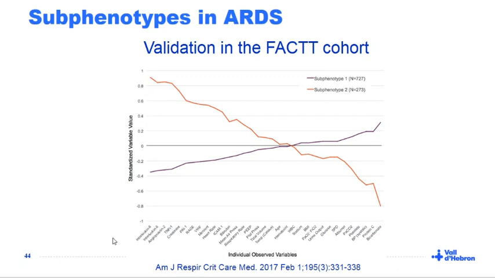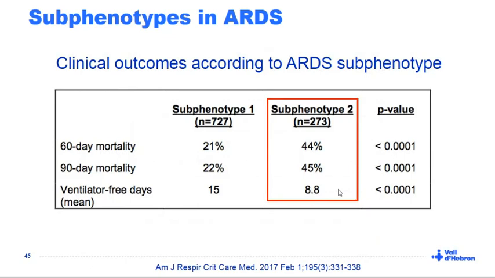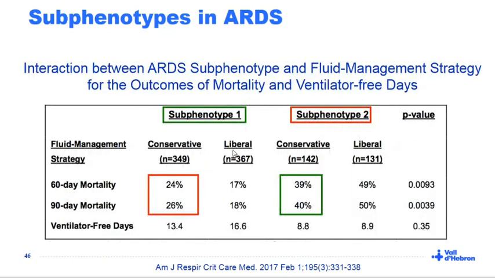So subphenotype two were highly inflamed and had low levels of bicarbonate. And it was important because these patients had extremely high mortality compared with non-inflamed patients, but more importantly, respond completely differently to fluid administration. If you give fluids to highly inflamed patients, you will increase mortality, so highly inflamed patients will benefit from a conservative strategy of fluids, but oppositely, non-inflamed patients will not benefit from a conservative strategy in terms of giving fluids. In fact, mortality may even be higher.